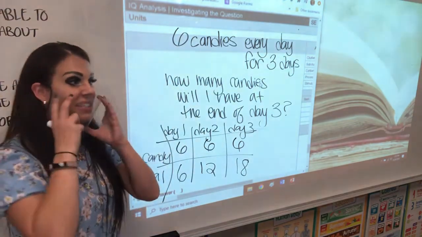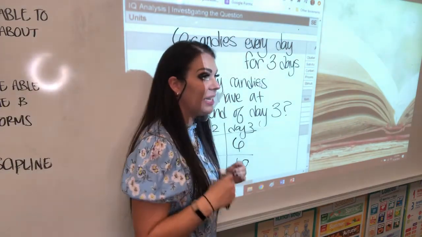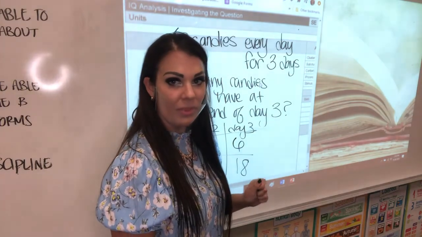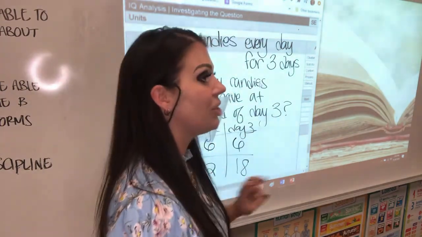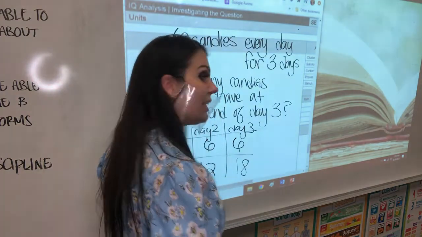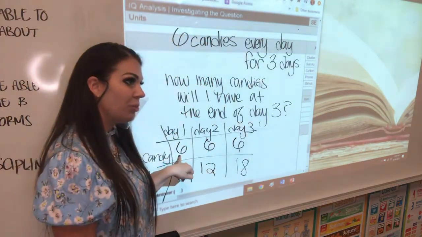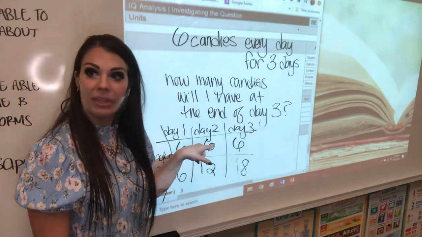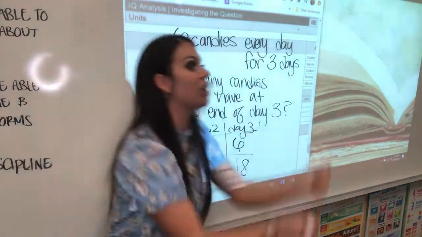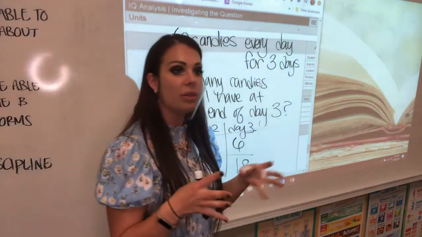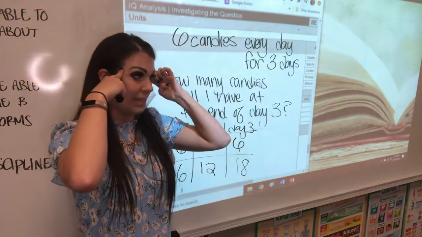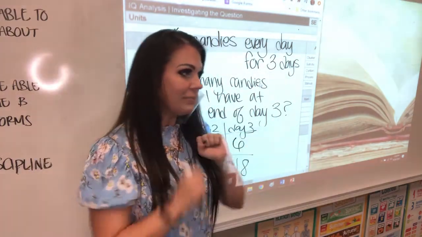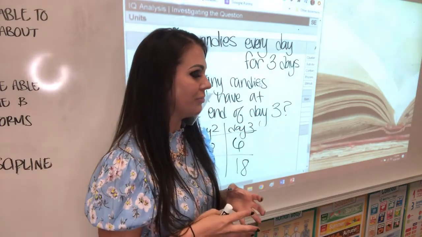Yes. What if I said on Tuesdays and Thursdays, you get 5 candies? On Monday, Wednesday, Friday, you get 2 candies. That's why this would be different, right? Some days would be 2, some days would be 5. That's why you need to pay attention. It's not always the best idea to jump to the answer. Slow down and think about the process.